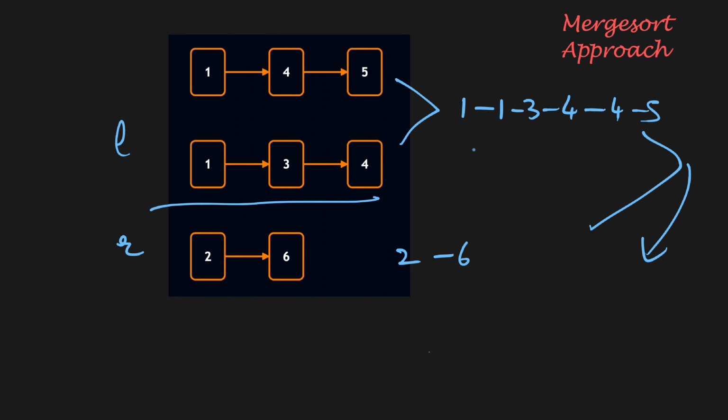Now the time complexity of this approach is O of n log k, as the depth of the recursion in case of this merge sort logic will be log of k, because at each merge step the number of lists is halved and merging the two lists takes O of n time, resulting in overall time complexity of O of n log k. The space complexity will be O of log k as well, mainly coming from recursion stack depth.